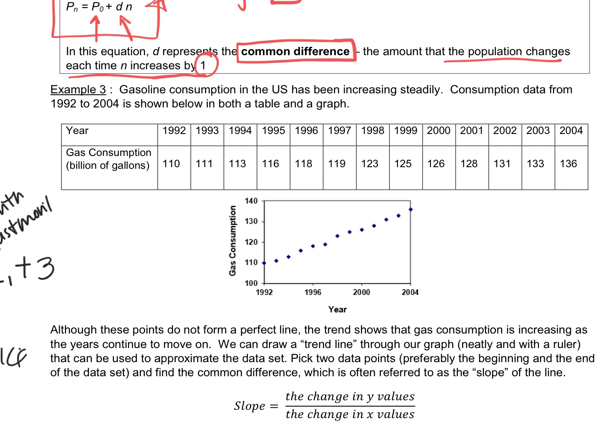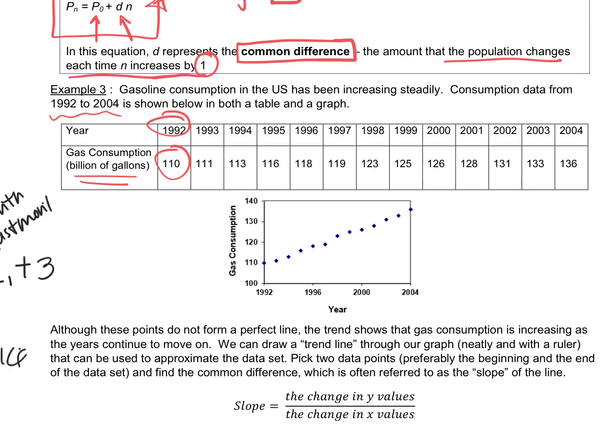So we have gasoline consumption in the United States has been increasing steadily. Consumption data from 1992 to 2004 is shown below. So you can see all the different data values. It has a year and then how much gas is consumed. And notice that those are in billions of gallons. And as I'm saying this, thinking about gas prices being like $6 a gallon, that's a lot of money going on there.